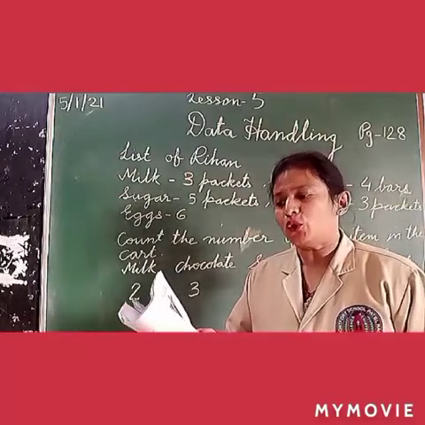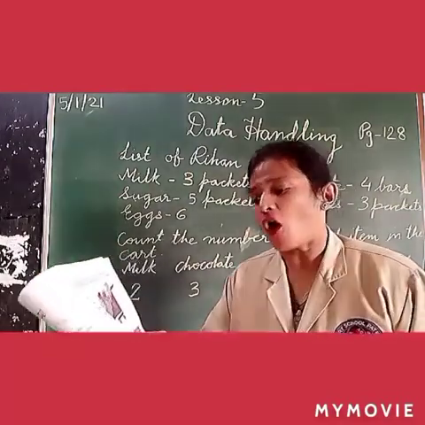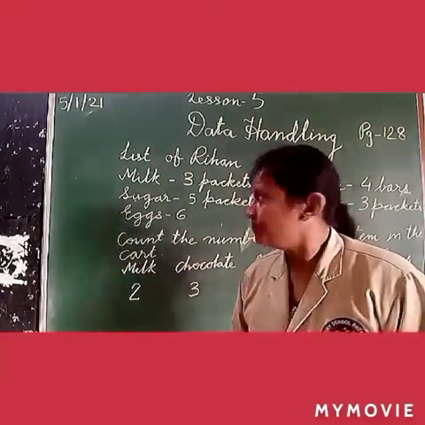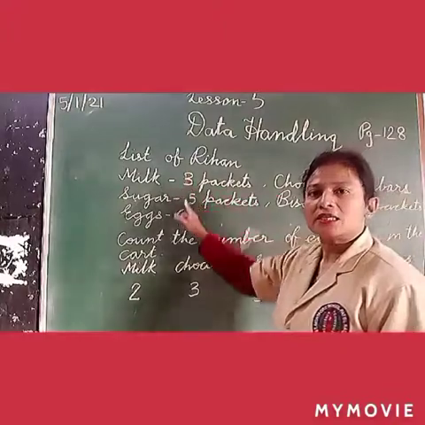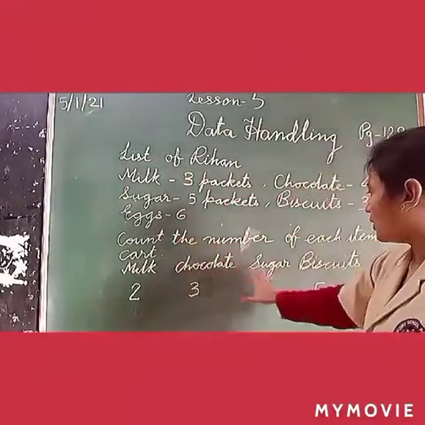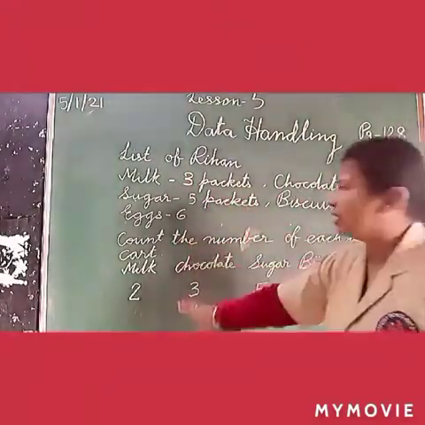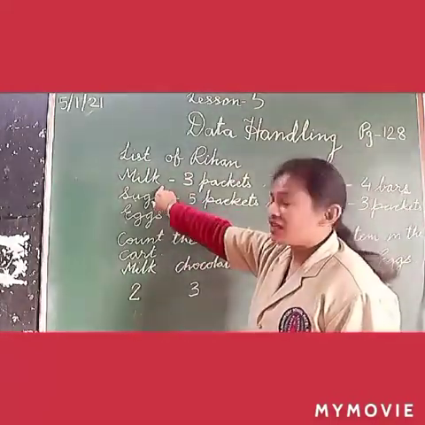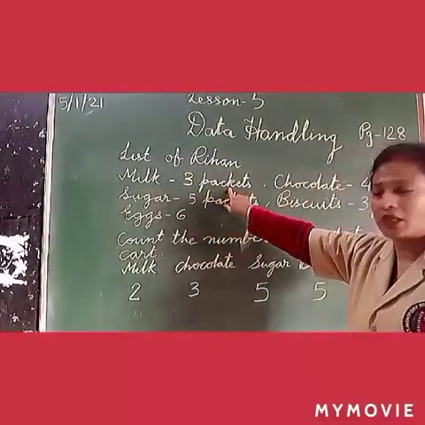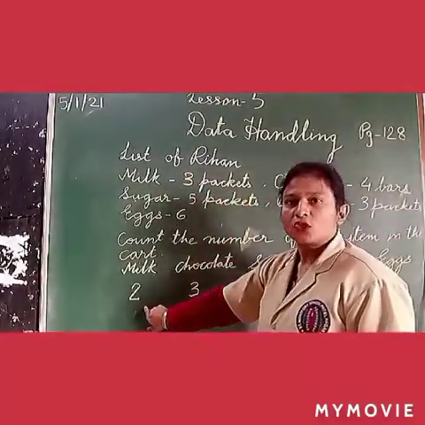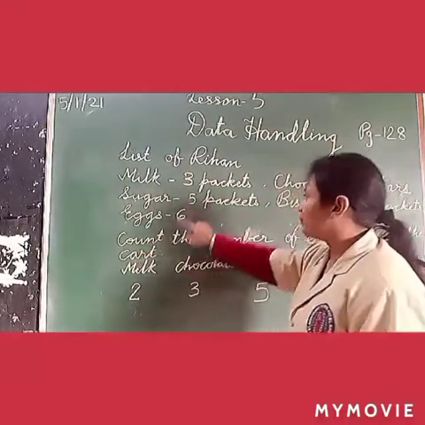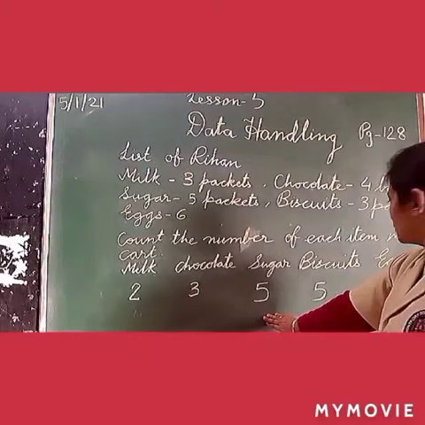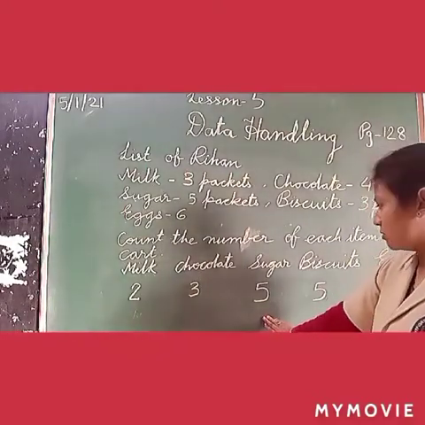Now what you have to do, you have to compare the list of Rehan and the quantity which is kept in the cart. You can see here the list is written here and the quantities which are in the cart are written here. Rehan has kept 1 packet less because in the list 3 packets were there and he has kept 2. So in this way he has kept 1 less. Sugar, 5 packets are there and he has kept 5. He has done it right.